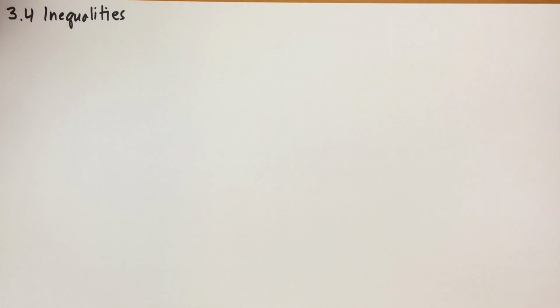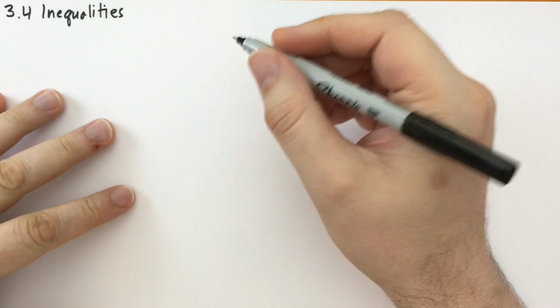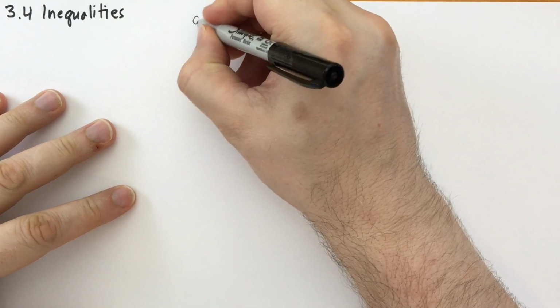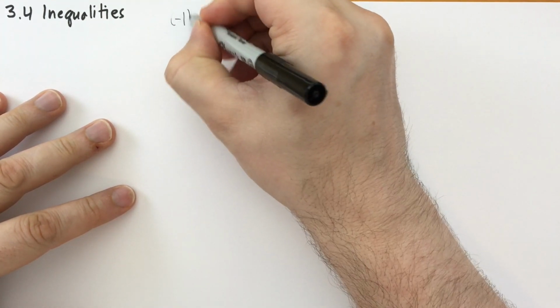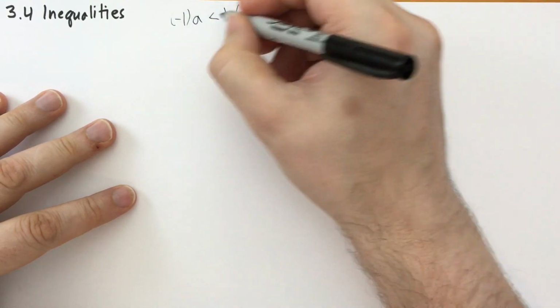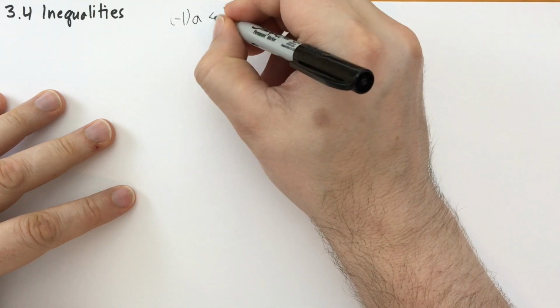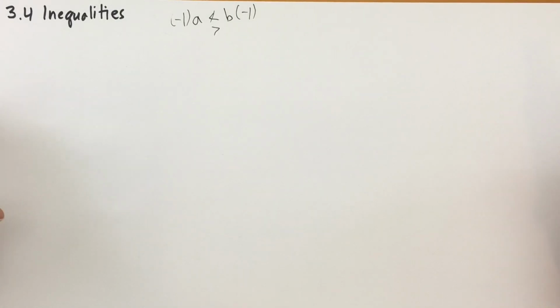In this section, we're going to cover inequalities. So I'm just going to give you the summary here of what the rules for inequalities are. Basically, inequalities work like equations. If you have a less than b and you multiply both sides by negative, you have to flip the sign. So you basically have to flip it when you multiply by negative. That's the entire shtick with inequalities.